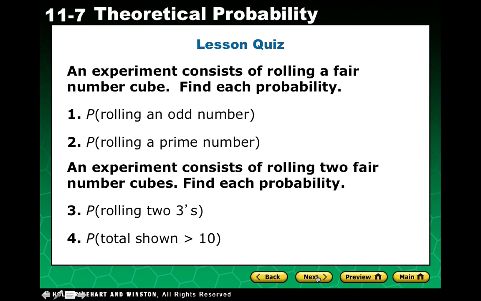All right, here is your lesson quiz. Go ahead and copy down the problems. Make sure you're using your formulas, and we will go over these in class.